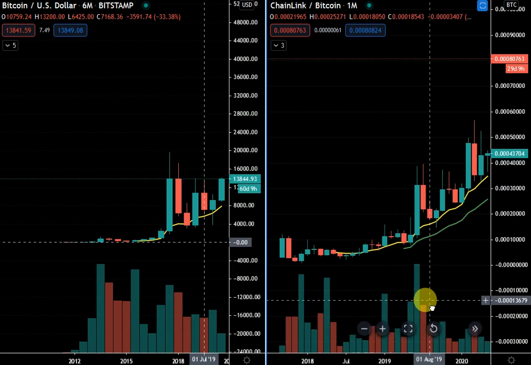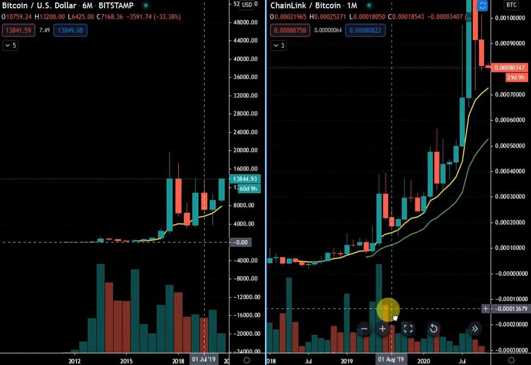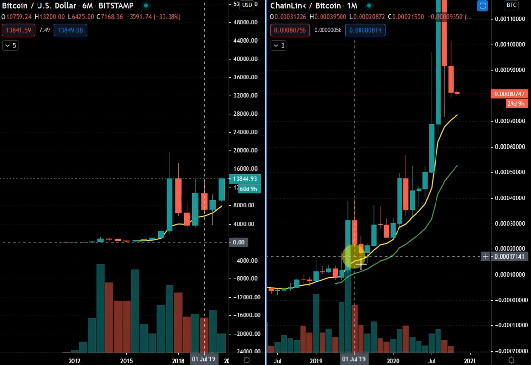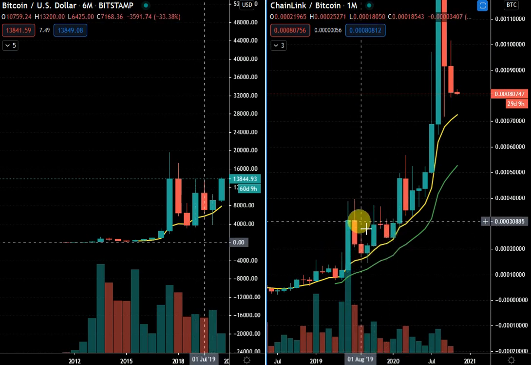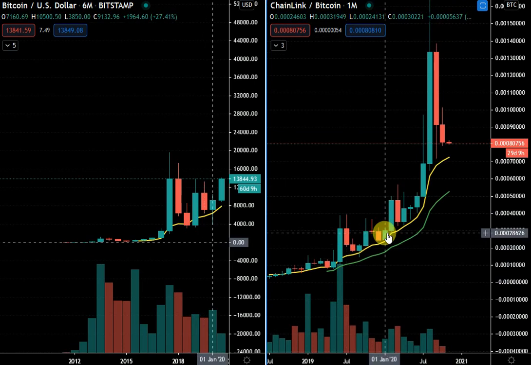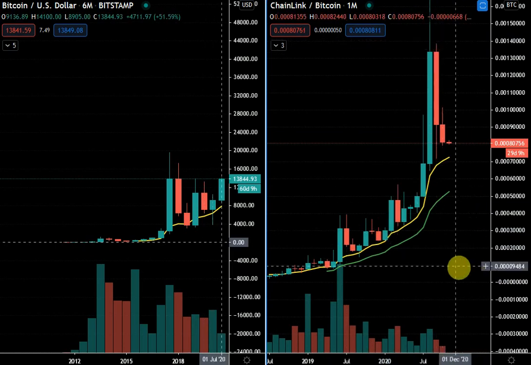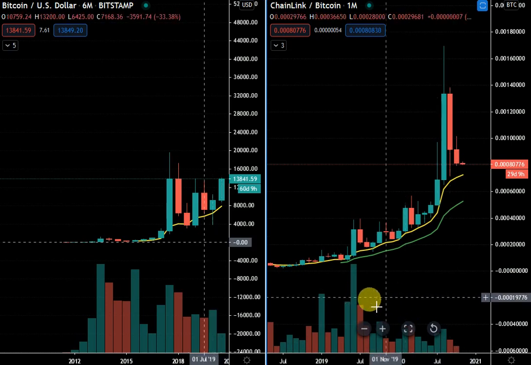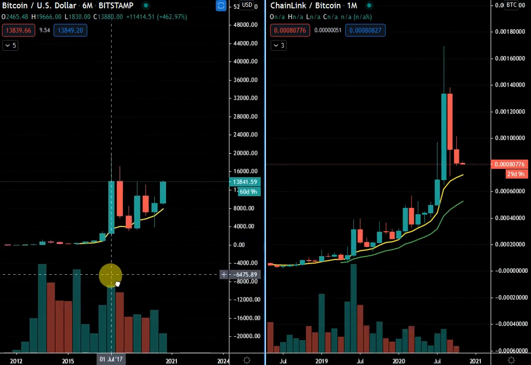Well, we broke out, and we broke out pretty hard. This consolidation base was only the start of the bull run. That was the start before the bull run, and you can see what happened on a monthly basis. We absolutely exploded to the upside. Bitcoin could do the same.